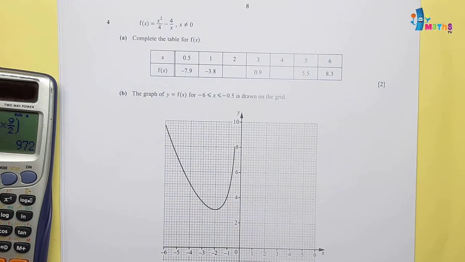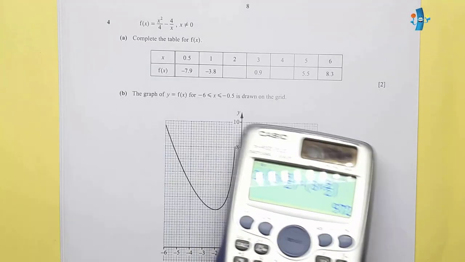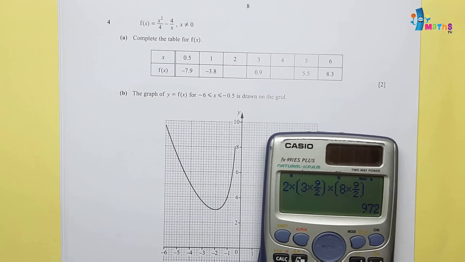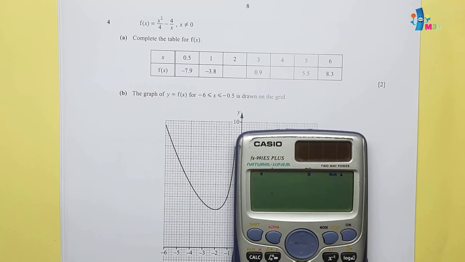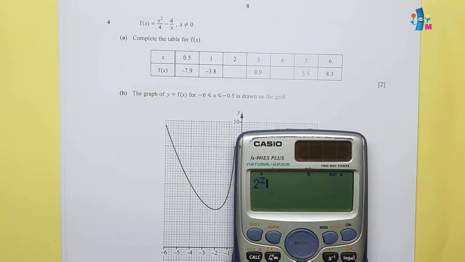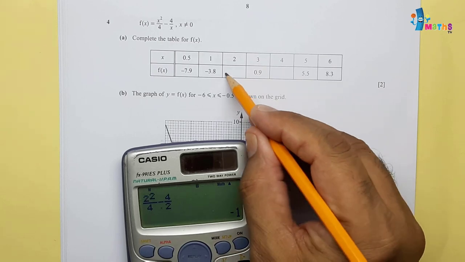Question number 4. The equation is given, f of x is equal to x squared over 4 minus 4 over x, with the condition x is not equal to 0. Complete the table. A table of values is given. For the first value I will replace x with 2, so it will be 2 squared divided by 4 minus 4 over x, which is 2, so I will write here 2. This will be equal to minus 1, so we'll write here minus 1.